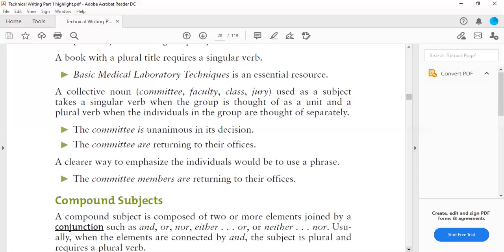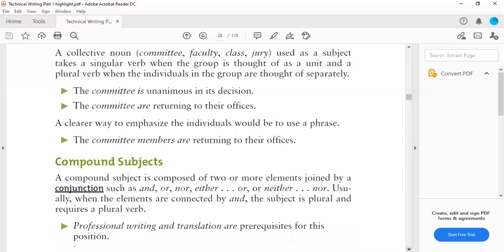A clearer way to emphasize the individuals would be to use a phrase. The committee members are returning to their offices. So sometimes, if you want to avoid confusion, instead of using the committee, just use the committee members or the faculty members. This helps you deal with it as a plural form.